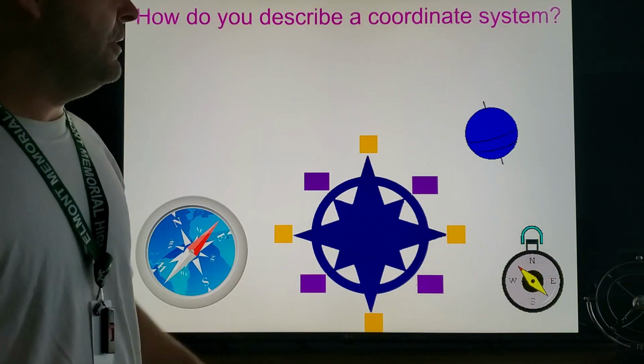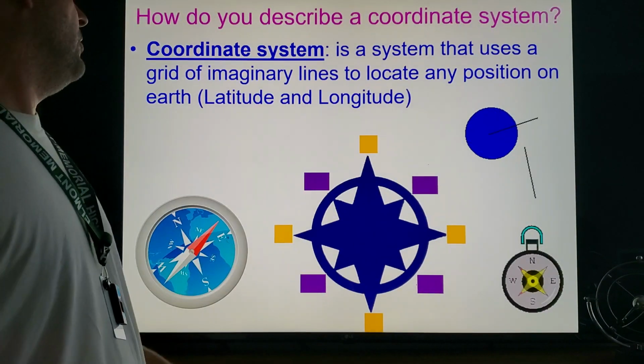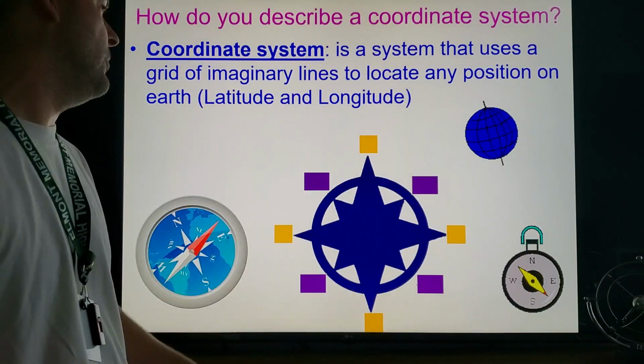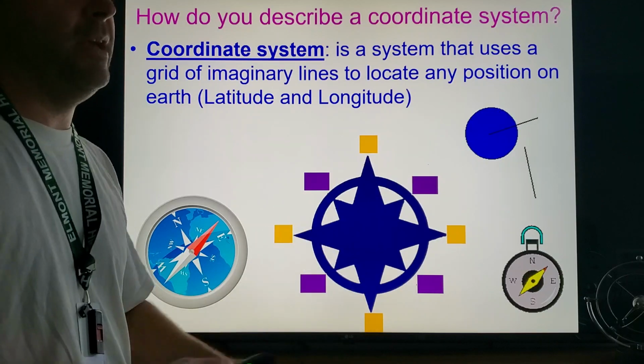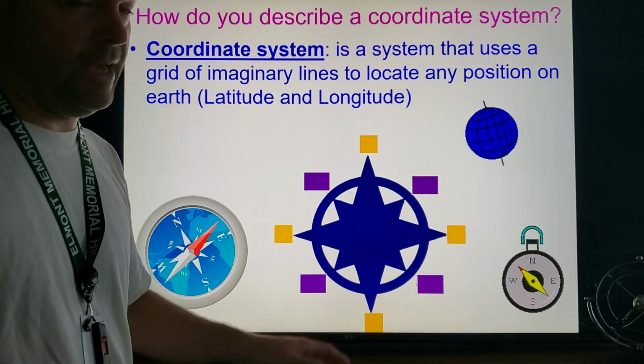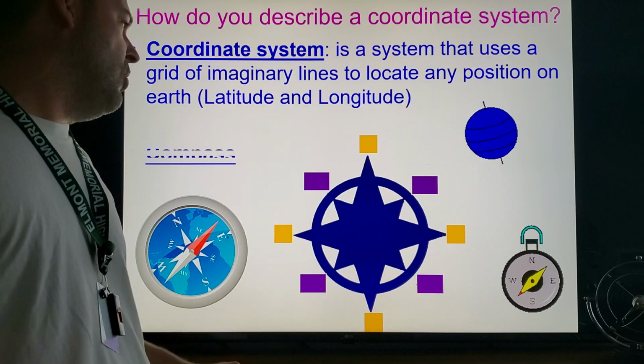How do we describe a coordinate system? Make sure you get this in your notes: a grid of imaginary lines to locate any position on Earth. No two points can have the same coordinates, so it had to be a system where there was no overlap at all. And of course, you go by directions.